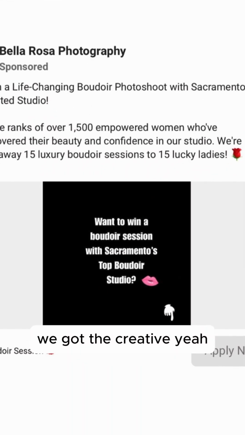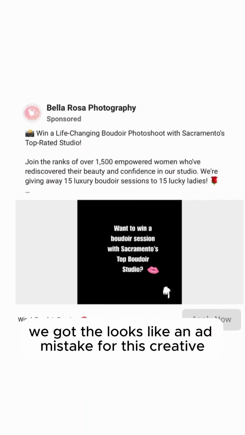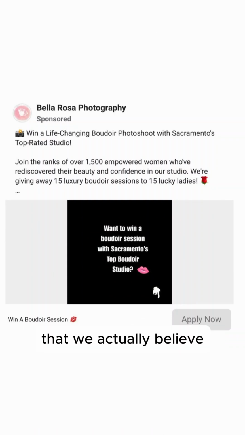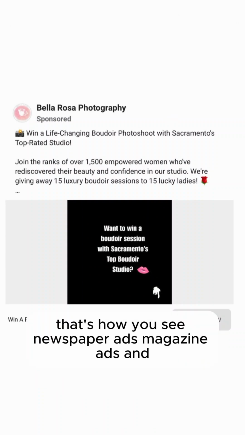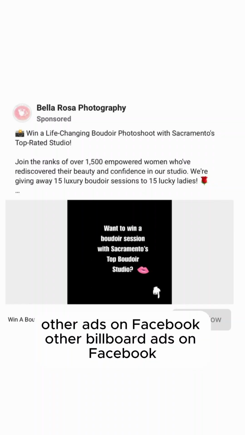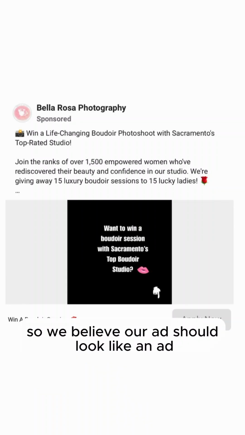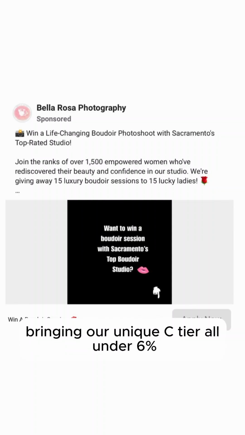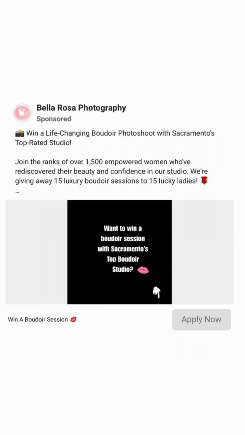We got the looks like an ad mistake with this creative. So the false belief that causes us to make this mistake is that we actually believe an ad should look like an ad. So that's how we've seen newspaper ads, magazine ads, TV ads, other ads on Facebook, other Boudoir ads on Facebook. So we believe our ad should look like an ad. But this is incorrect. This causes more women to scroll on by than necessary, bringing our unique CTR under 6%.